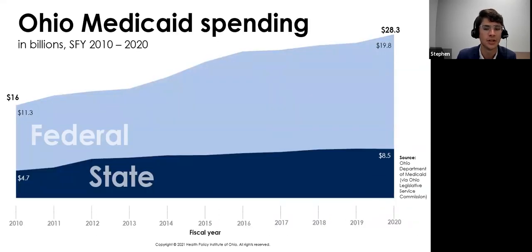Between state fiscal years 2010 and 2020, total state and federal spending on Ohio's Medicaid program grew by an average of 5.9% annually, from about $16 billion in state fiscal year 2010 to almost $28.3 billion in state fiscal year 2020. The graphic shown on the screen displays this growth over time for both the federal and state governments and shows the trend line for fiscal years from left to right.